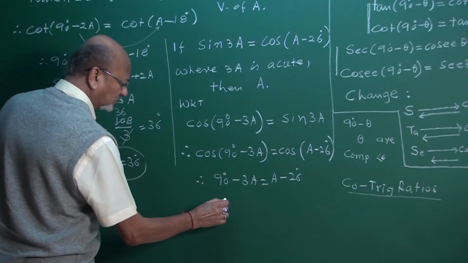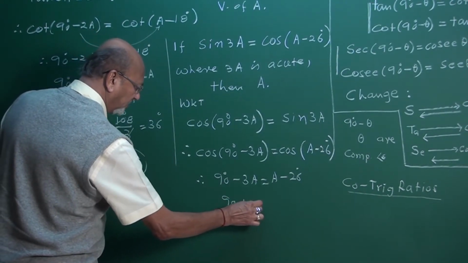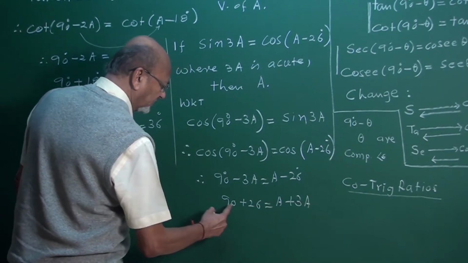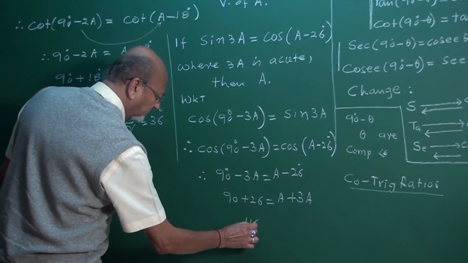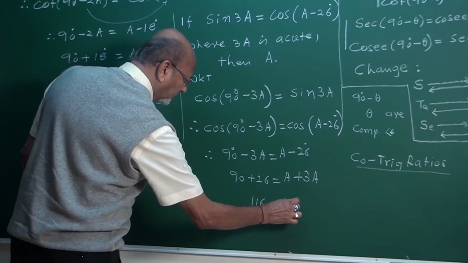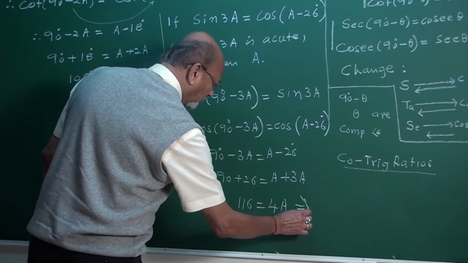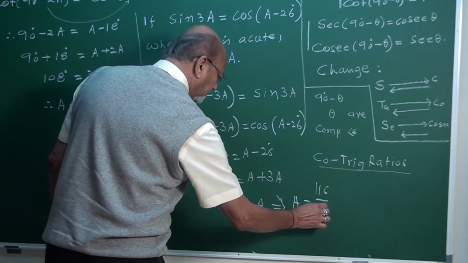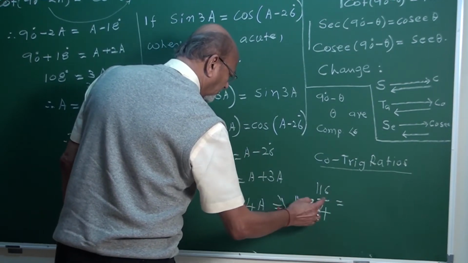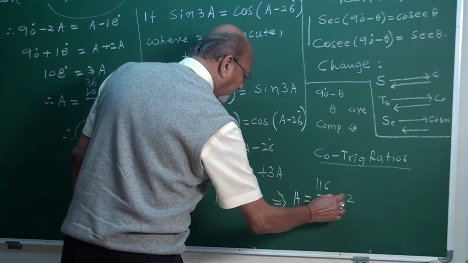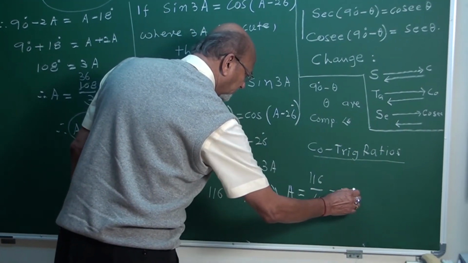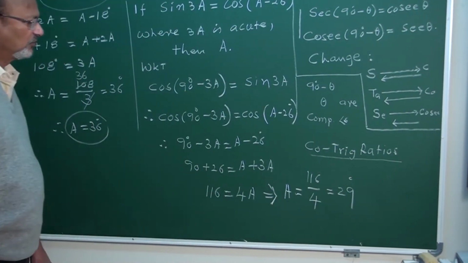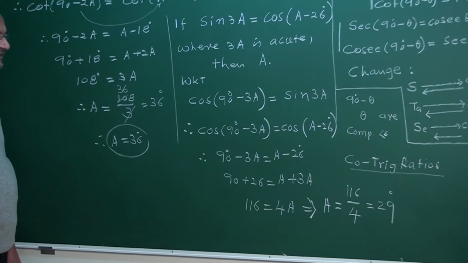Further, your simplification: 90 plus 26 is a plus 3a. Yes, my friend, how much is it? 116. 116 is 4a. So this gives the value of a. a equal to 116 upon 4. 4 2's are 8, 3, 36, 36 means, my friend, 29 degrees. Therefore, the value of a is 29 degrees.